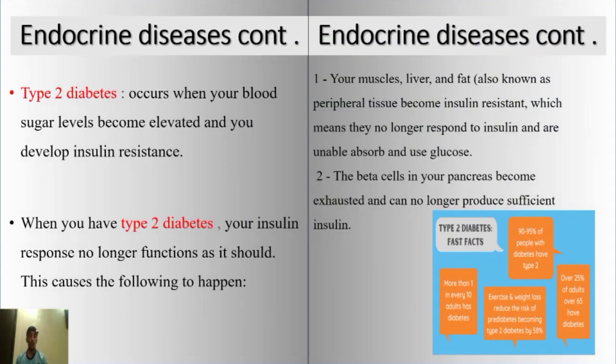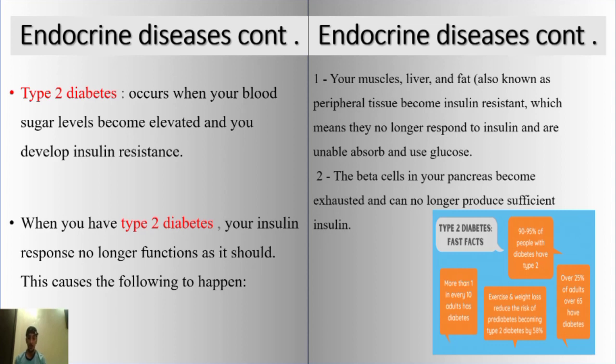Type 2 diabetes occurs when your blood sugar level becomes elevated and you develop insulin resistance. When you have type 2 diabetes, your insulin response no longer functions as it should, and this causes the following to happen.